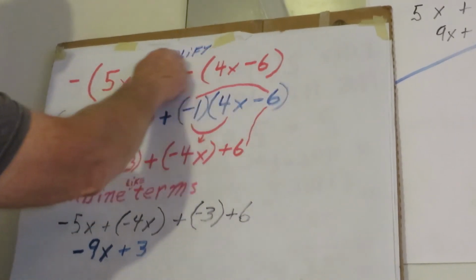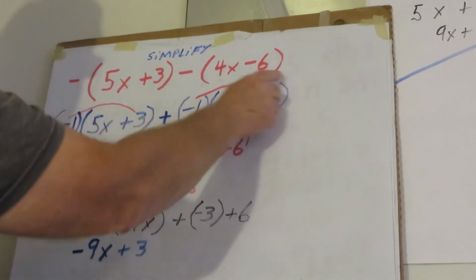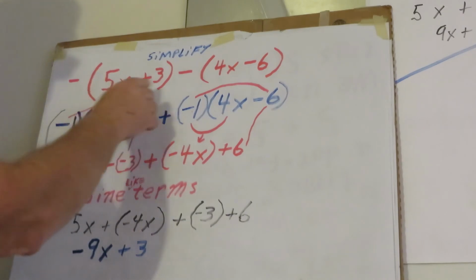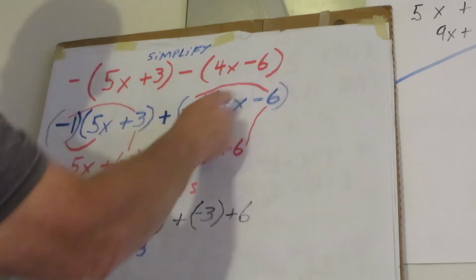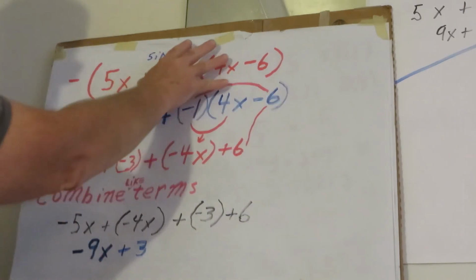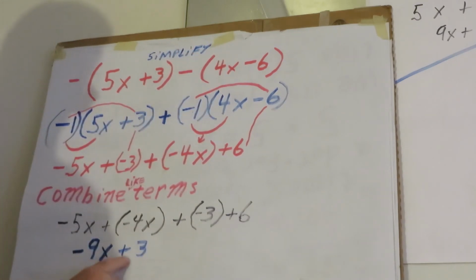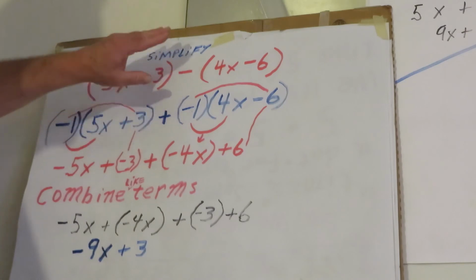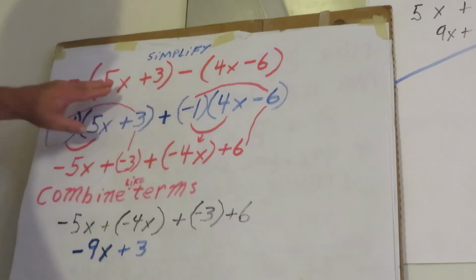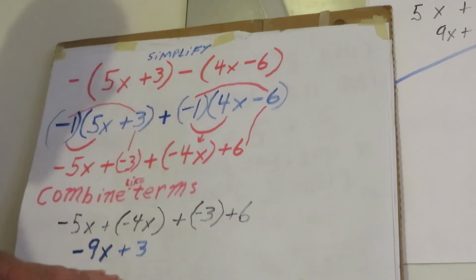So we simplified this algebraic expression by distributing the negative. They call it the negative influence. It's like the bad kid in the neighborhood. By distributing the negative influence, we simplified it to negative 9x plus 3. So you can see that working with and using the distributive method helps to simplify algebraic expressions. Okay.